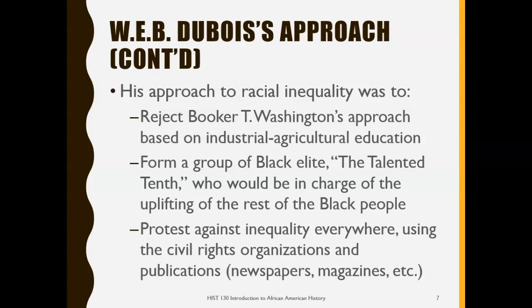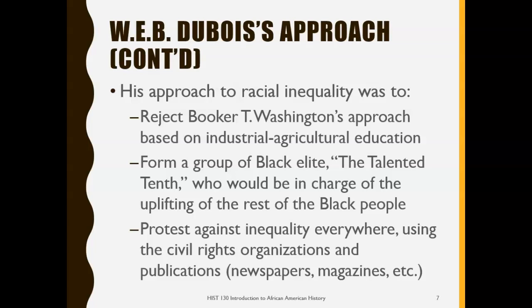According to Du Bois, African Americans should learn anything, and mostly should be educated in liberal education, not just in technical and agricultural education. So he put emphasis on liberal education. So that's the first part of his approach.